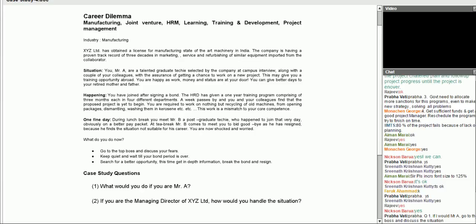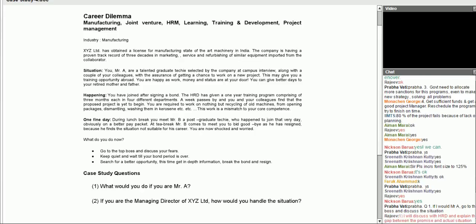So in that situation, what will you do? Either you go to your top boss and discuss your problems, or you keep quiet and wait till your bond gets over and then you resign and join some new job. Or you start searching for a better opportunity, this time getting in-depth information, breaking the bond and resigning. These are the three situations in front of you. Now suppose you are Mr. A, what will you do? That is the first question.